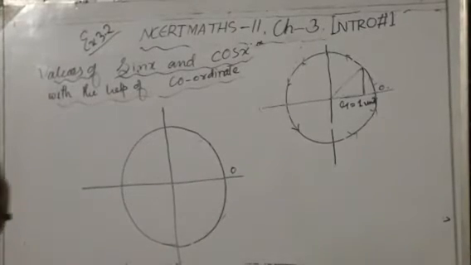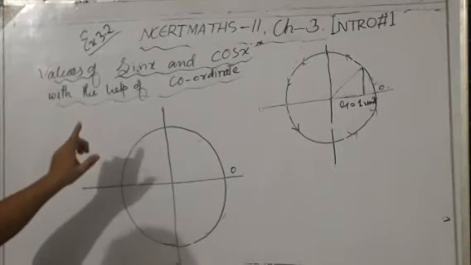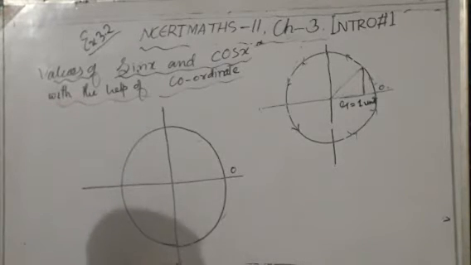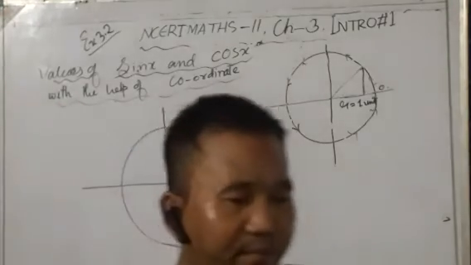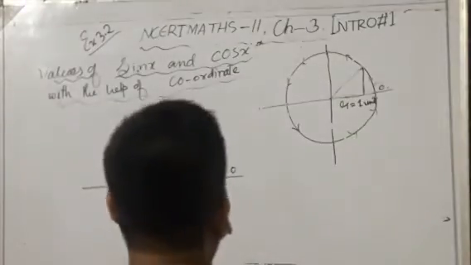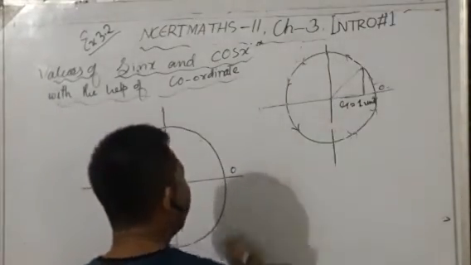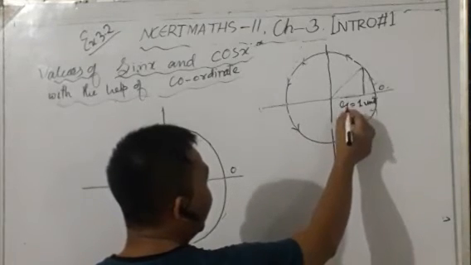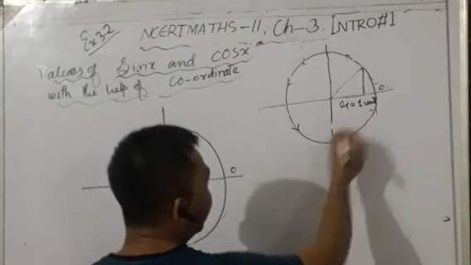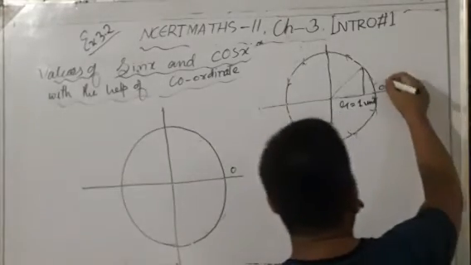Next topic. What is our next topic? Values of sin x and cos x with the help of coordinates. So how can we find out the values of sin x and cos x with the help of coordinates? This is the circle of unit radius, which I have written here.